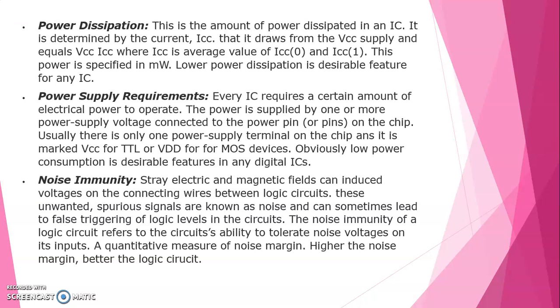Next is power dissipation. This is the amount of power dissipated in an IC. It is determined by the current that it draws from the VCC supply and equals VCC times ICC, where ICC is the average value of ICC0 and ICC1. This power is specified in milliwatts. Lower power dissipation is a desirable feature for any IC.